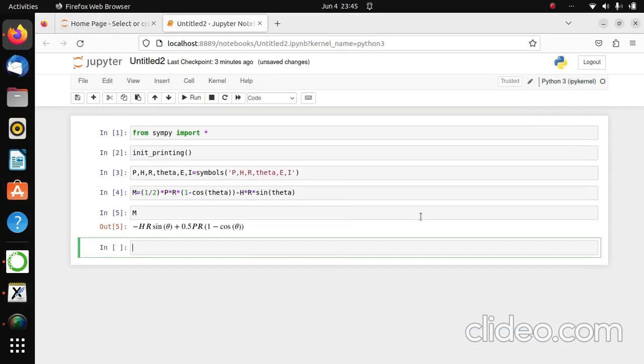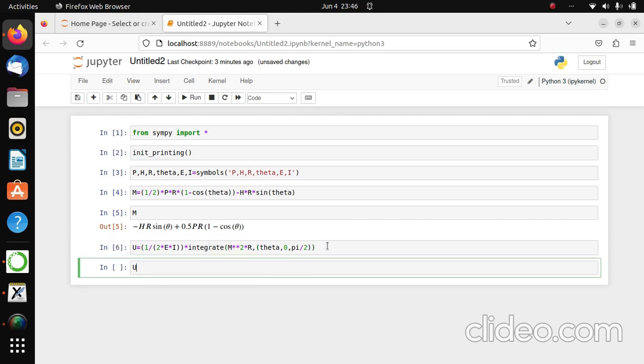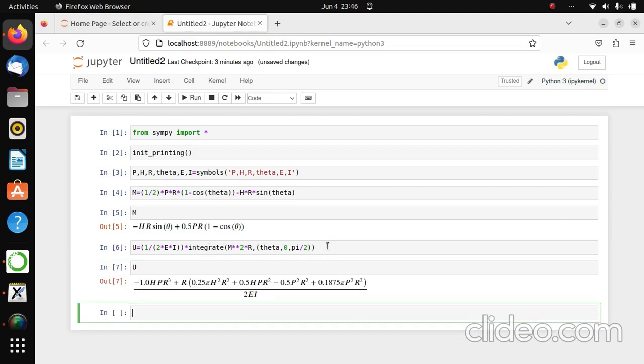Okay. Now U is equal to 1 by twice E into I, integrate this M square into R, and the variable of integration is theta, and theta varies from 0 to pi by 2. So this is U. So you can check the value of U by just printing it and pressing shift enter together. So this is what you are getting as U.